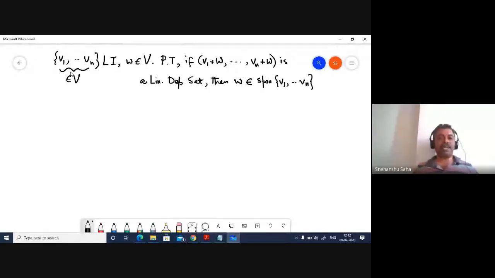Intuitively it makes sense, it sounds obvious, but how do we actually show that this is true? What we know is that this set of vectors, V1 to Vn, is linearly independent. But this set of vectors, V1 plus W all the way up to Vn plus W, is not. They are a linearly dependent set of vectors. So let's begin with that.